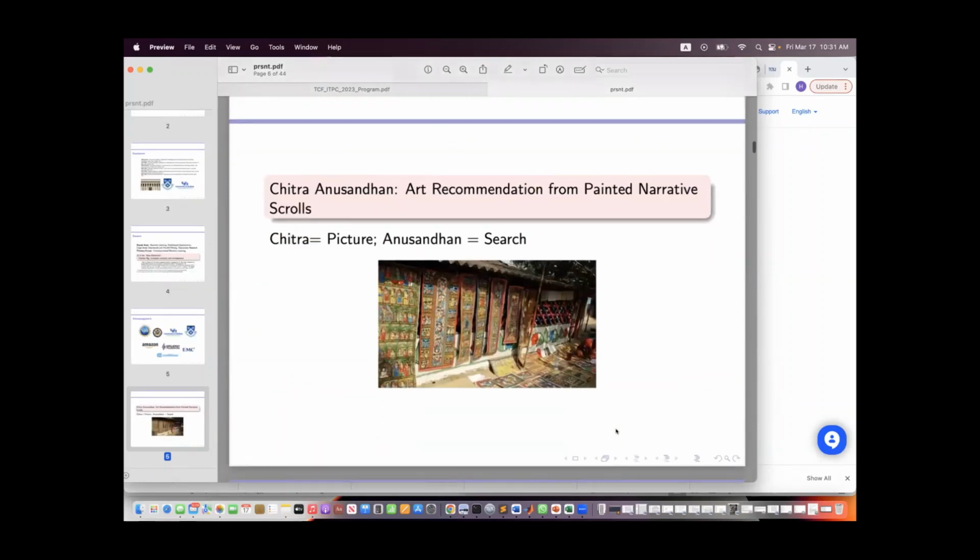But today I'm going to talk about a project that involves what's called digital humanities. In other words, it's really developing an art recommendation system for an endangered art form. It goes by the name Chitra Anushandhan, and that's really not an English word, but has its roots in the art form that we are trying to index and search.